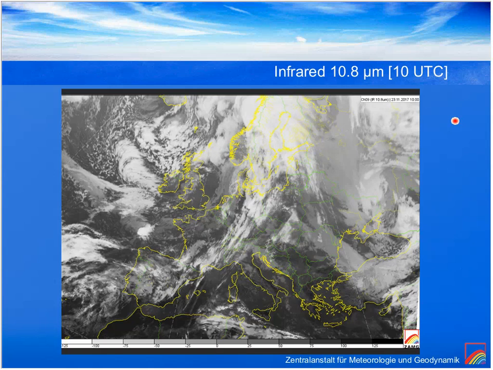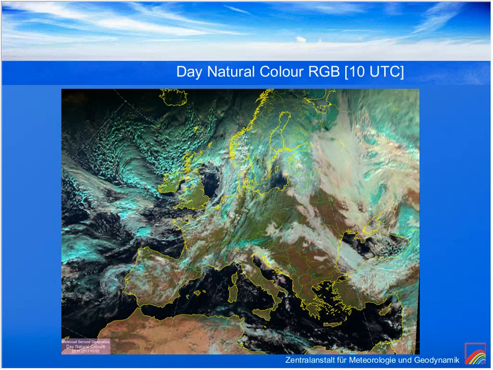I think most of you know it, but just for those who are new maybe, those images are called RGB because each wavelength can be assigned to either red, green, or blue in order to create those colorful and meaningful images. I will go through a couple of RGBs to illustrate some advantages and disadvantages. So I want to start with a quite simple one and easy to understand, the day natural color RGB, also from the morning at 10 UTC.